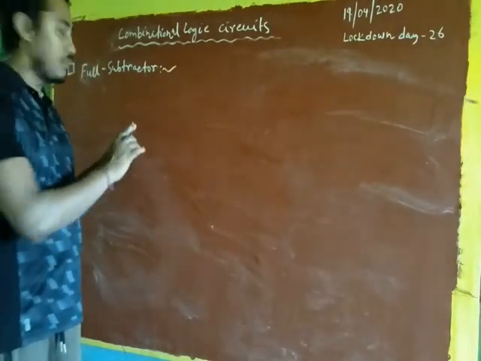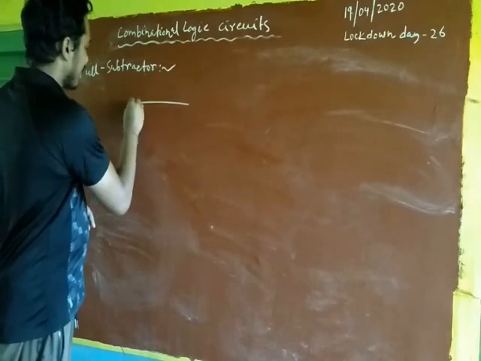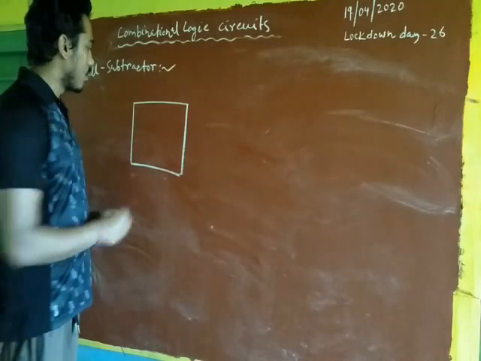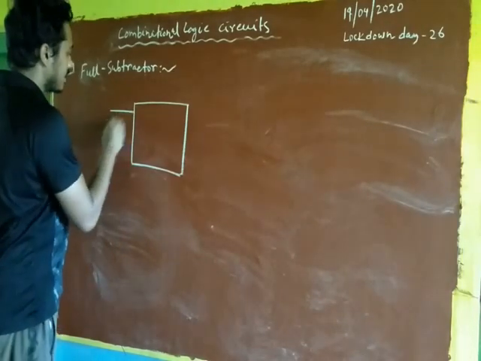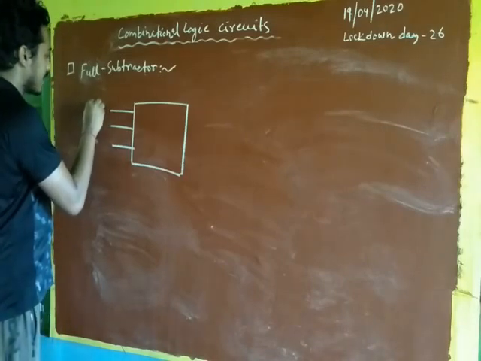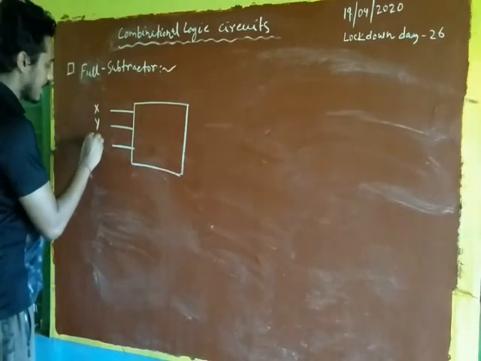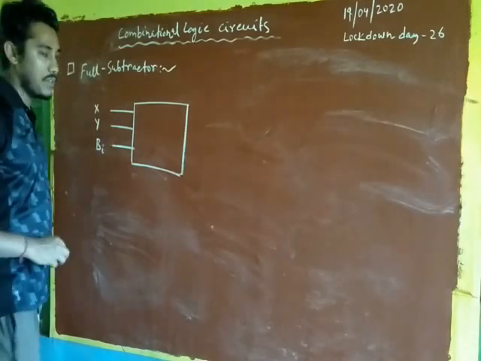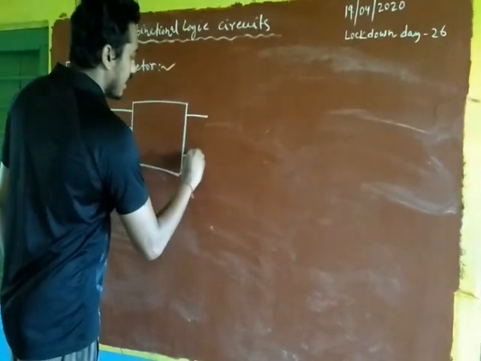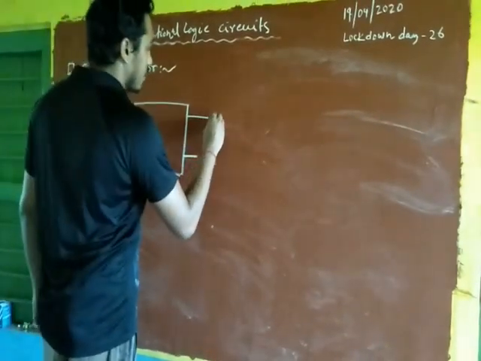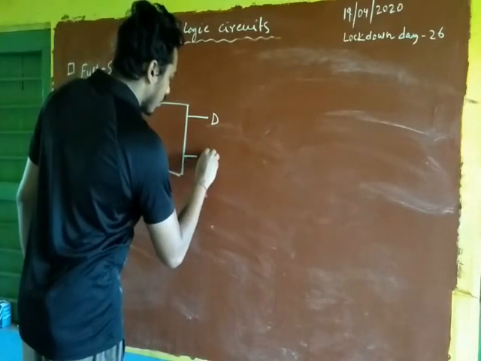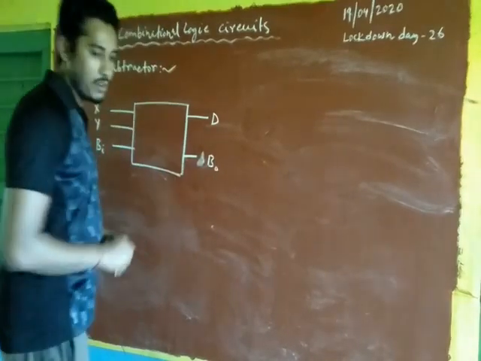Now we'll draw the logic symbol for the full subtractor first. It involves 3 inputs: x, the minuend, y, the subtrahend, and B in, the borrow input that is coming from the previous stage. It has 2 outputs. The first output is the difference and the second output is the borrow out, B out.